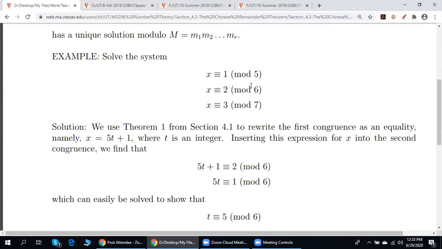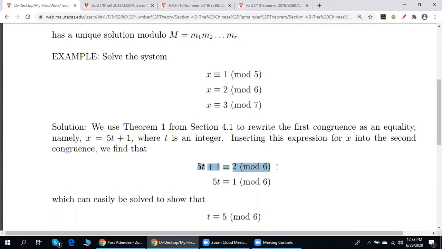Here is the procedure. Step 1. Equation number 1 means the following. x is equal to 5t plus 1. In other words, this is a complete description of all solutions of this congruence. Here is what we do next. Replace x in the second congruence by this expression.